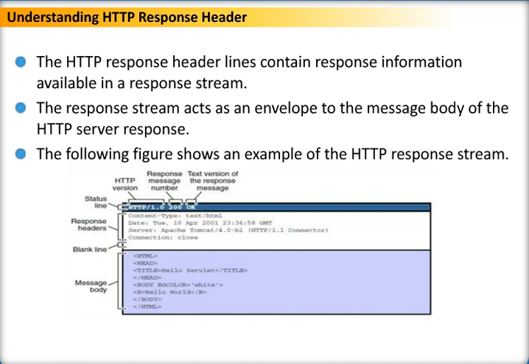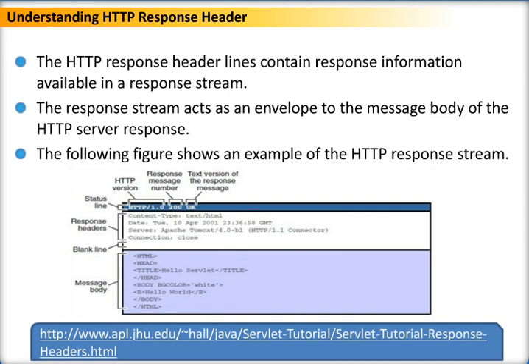In this figure, the status line includes the HTTP version number, which is followed by a space, and the numeric status code of the response, also known as the response message number. This is further followed by a space, and a short text message represented by the status code. The status line can be followed by any number of response header lines that conform to the same structure as request headers. The response header is followed by a blank line, which is further followed by the message body. To know more about the response header lines, you can refer to the given link.